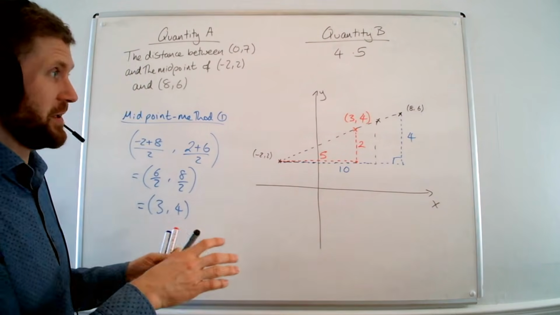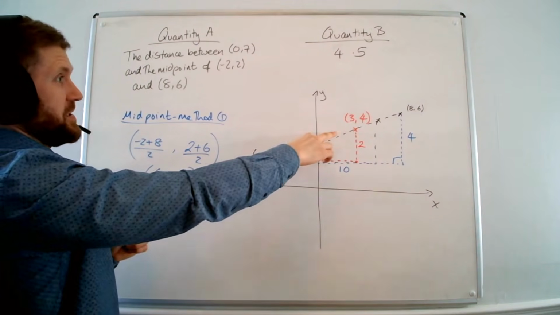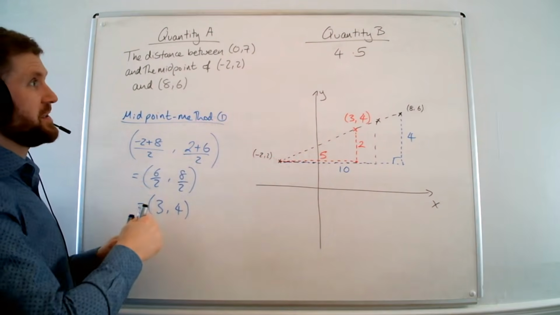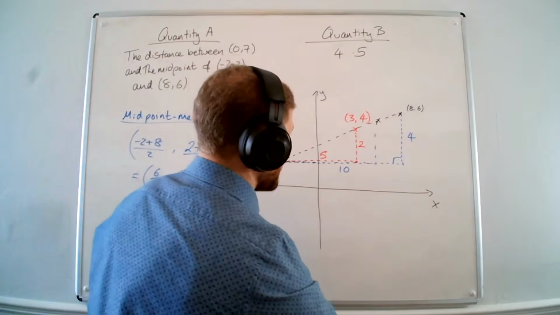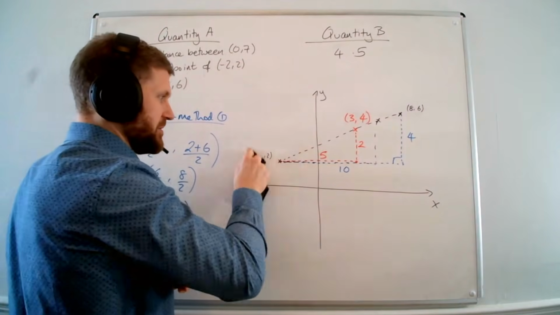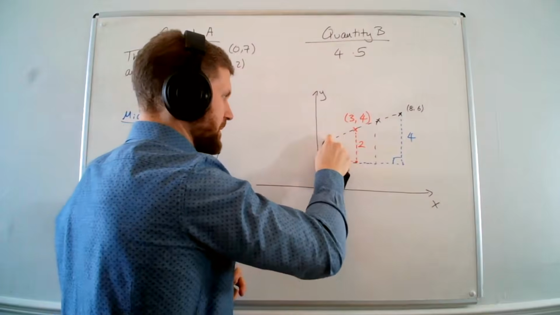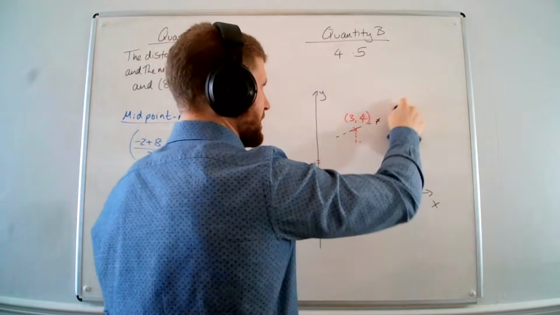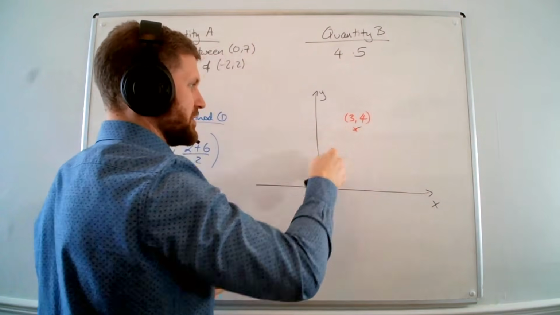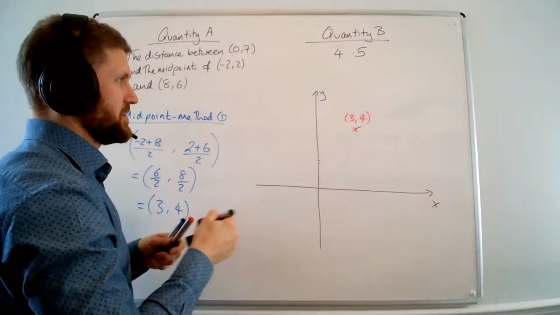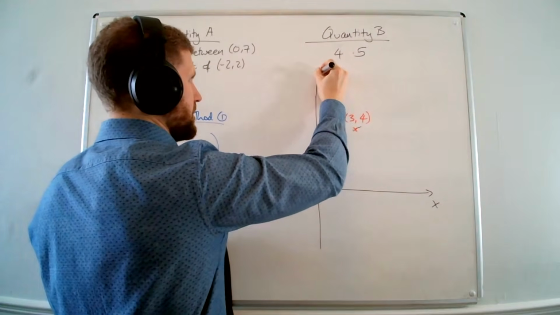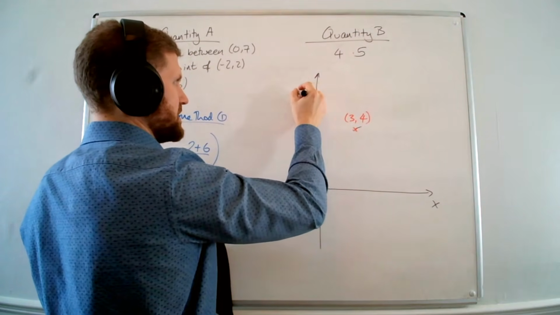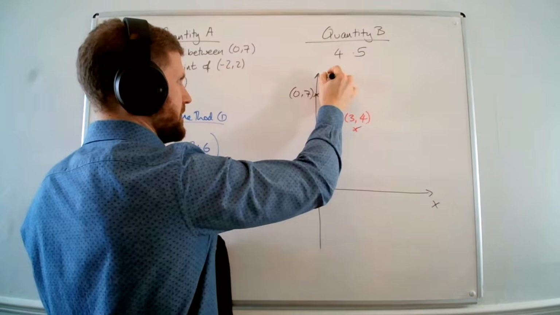All right, so at this point, we've got the midpoint of these two. So what I need to do is find the distance between (0, 7) and (3, 4). So I'm going to rub a few things out here so that we can simplify what's on the diagram. I'm going to leave that point (3, 4) there. That's one of our starting points. And then the point (0, 7) is going to be on the y-axis about there.